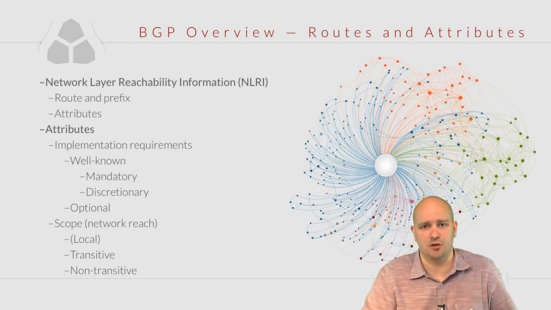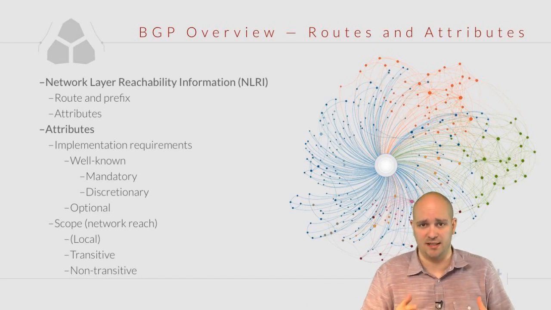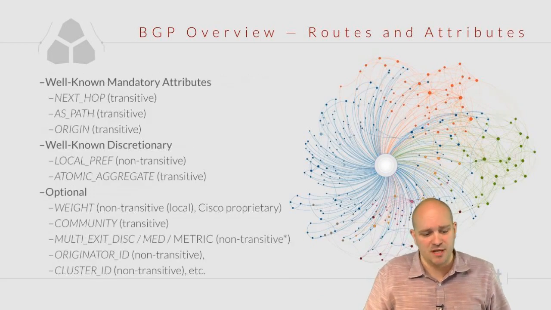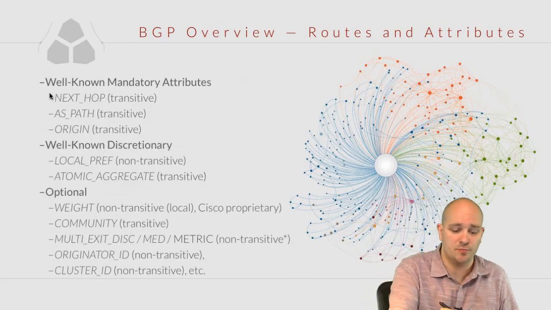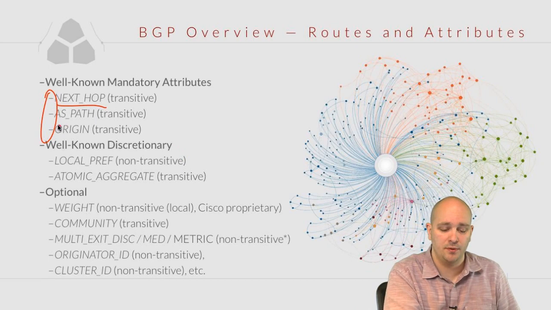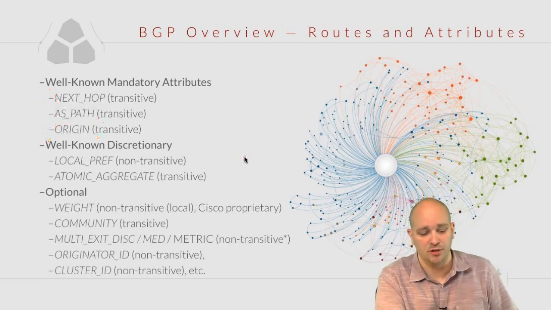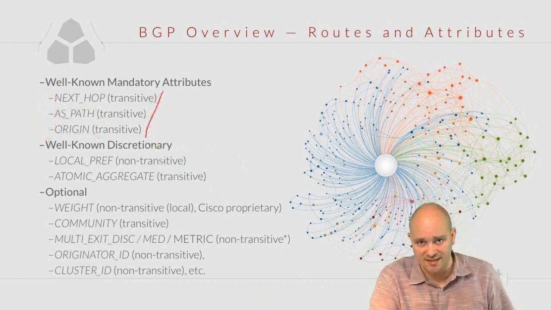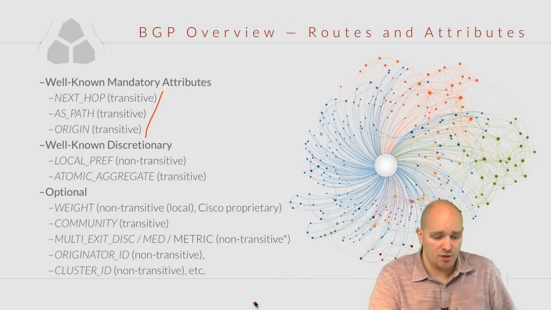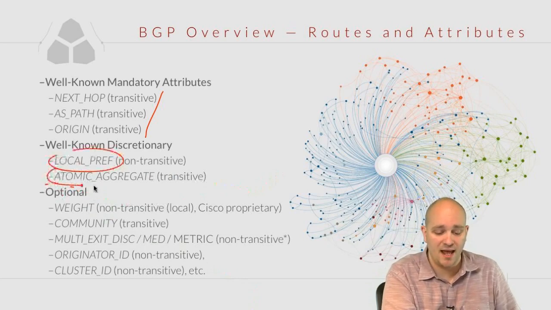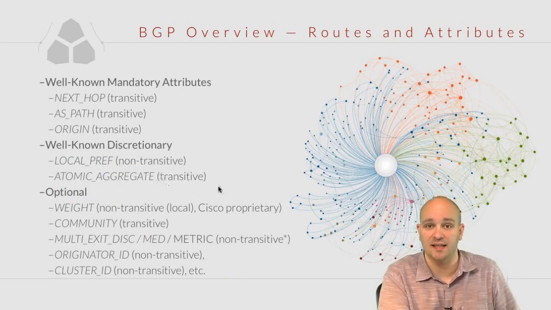So what are some of these attributes? Keep in mind, I'm going to go into great detail about every single one of them, so now I'm just going to give you a quick overview. When it comes to the well-known mandatory attributes, there are 3 of them, and this is something that you absolutely have to know: next hop, AS path, and the origin attribute. All 3 of them, as you can see, are transitive attributes. Well-known discretionary attributes, and this is not a complete list, these are just examples, are the local preference and the atomic aggregate. Local preference is non-transitive and the atomic aggregate is transitive.